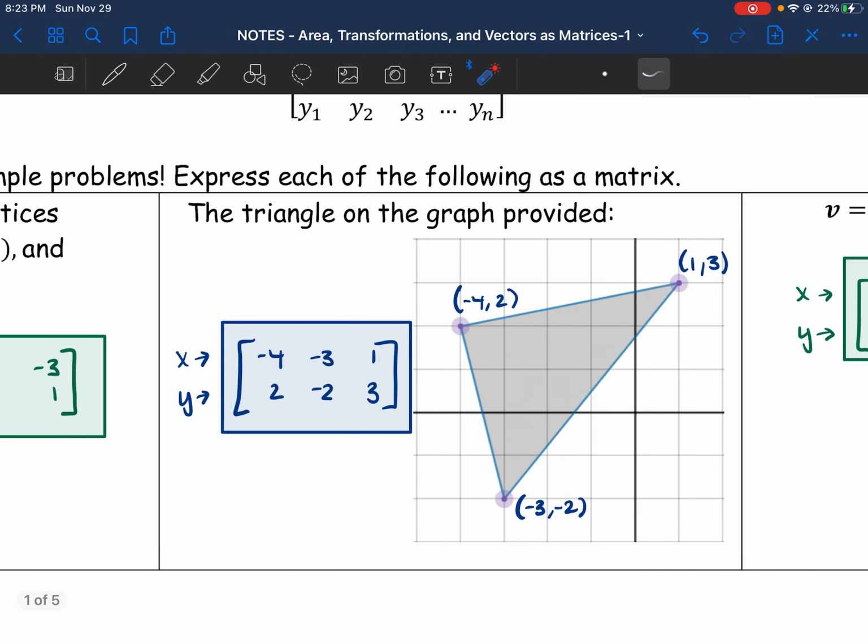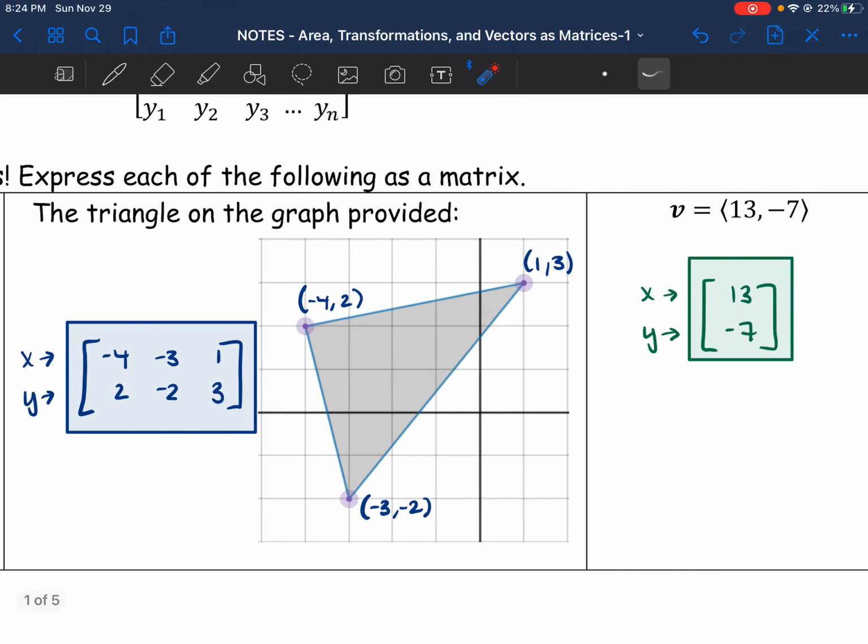In this next quick example, we have a triangle graphed on the coordinate plane. What I went ahead and did is I looked at the coordinates for each vertex. We have negative 4, 2, negative 3, negative 2, and positive 1, positive 3. Once again, remember that the x coordinates will go in the top row, the y coordinates will go in the bottom row, and they must be corresponding. So negative 4, 2, right here, negative 3, negative 2, right here in the second column, positive 1, positive 3, right here in the third column.